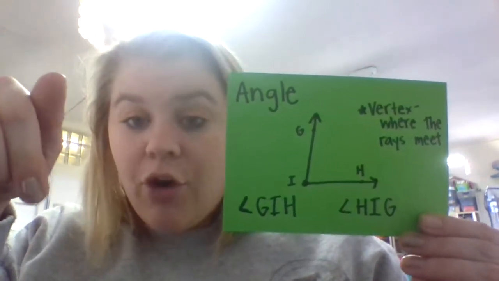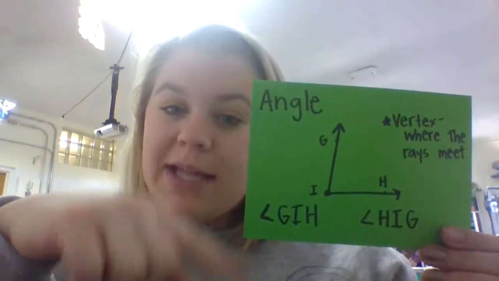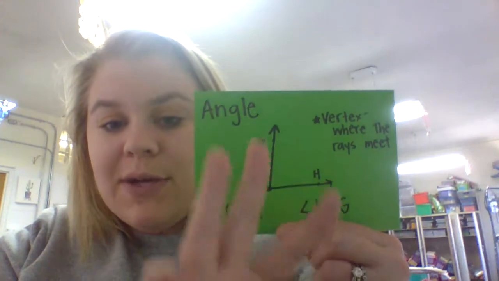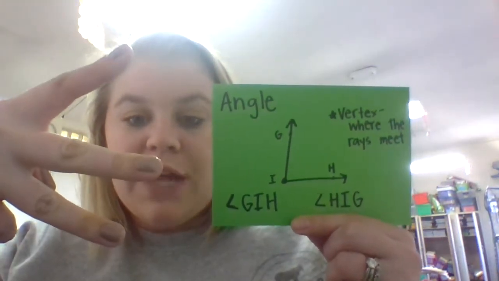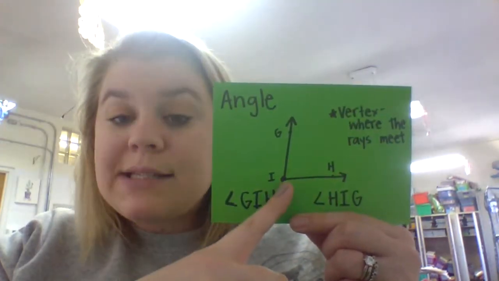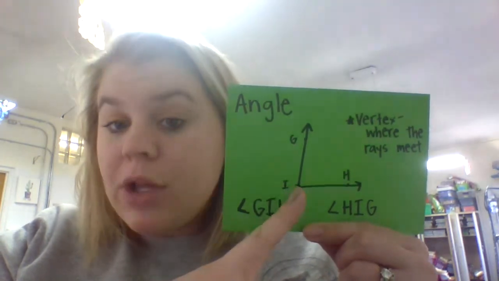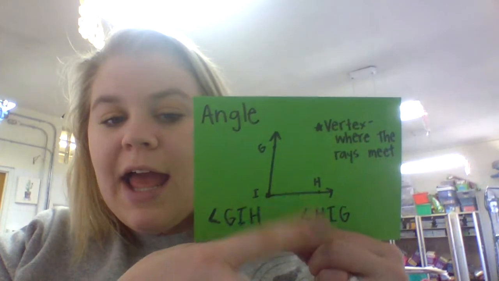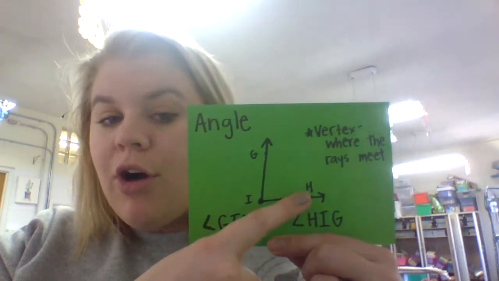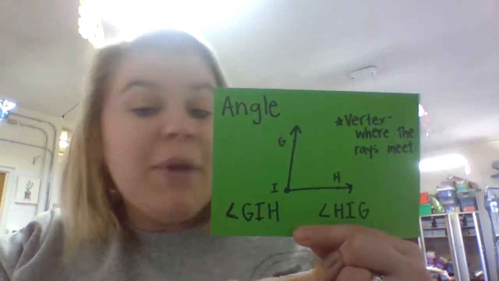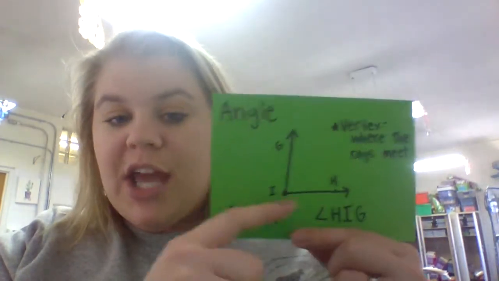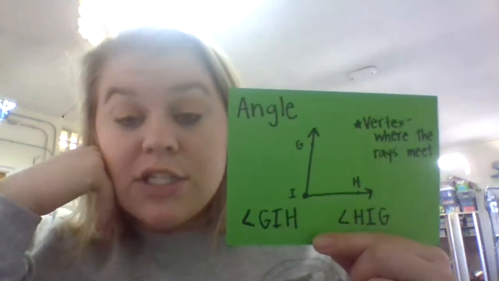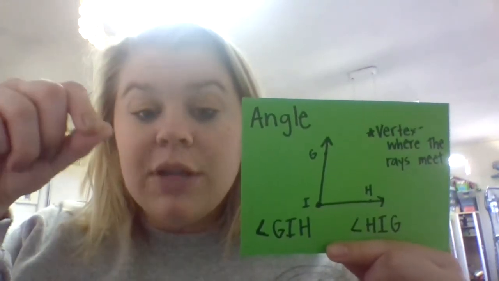And naming angles is kind of how it was when we named lines and line segments. You can name angles, and it's always going to be three letters when you name an angle. And the vertex is always going to be the middle letter. So this angle could either be angle GIH or it could be angle HIG. But it could not be angle GHI because that doesn't follow the way the angle does. So your vertex will always be your middle letter.